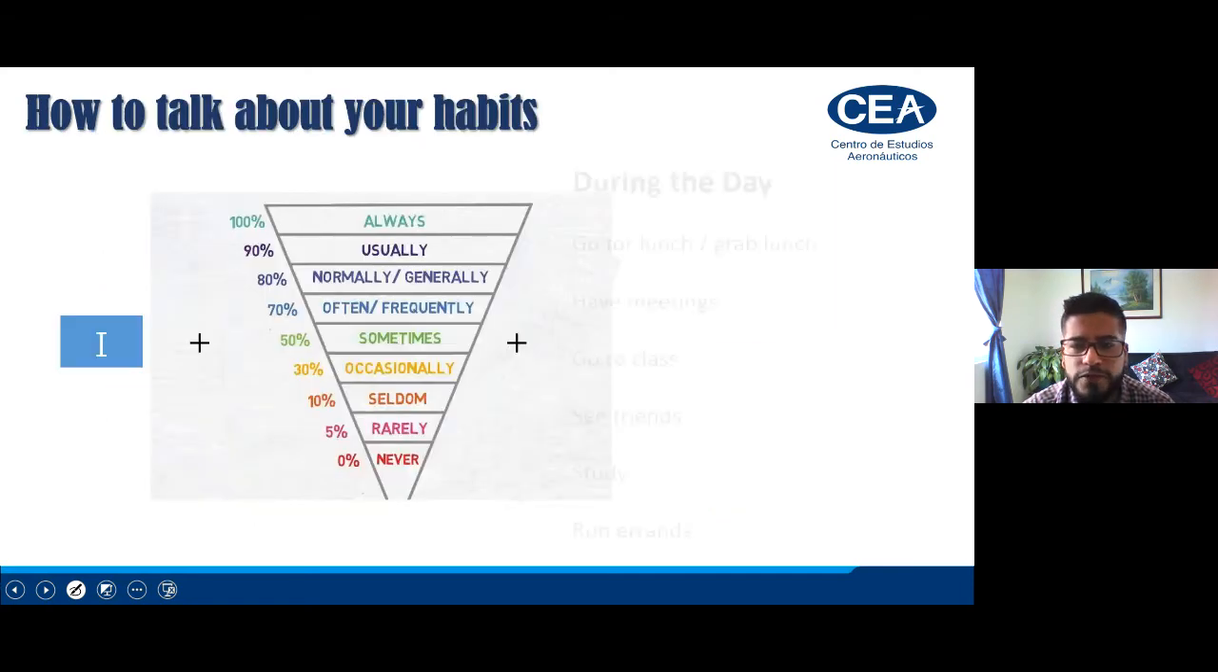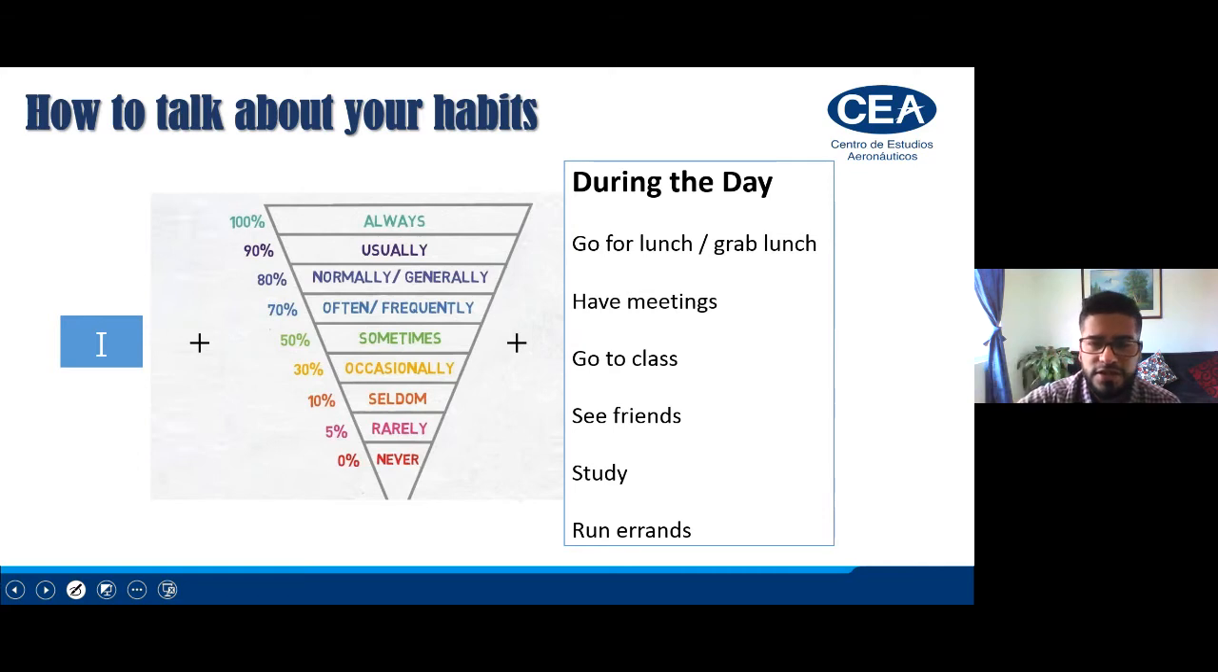And now, if I am talking not about the morning, but about during the day, I have some examples here, like lunch, meetings, class, study, and friends. Look at this, it is the same example using the pronoun at the beginning as the subject of the sentence. After that, we're going to talk about the adverbs of frequency. During the day, I have some expressions here. For example, we can say, I usually go for lunch. Or another possibility, I usually grab lunch.